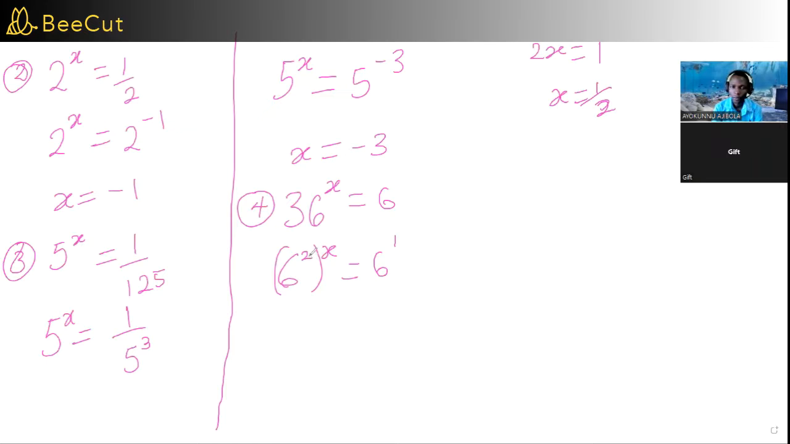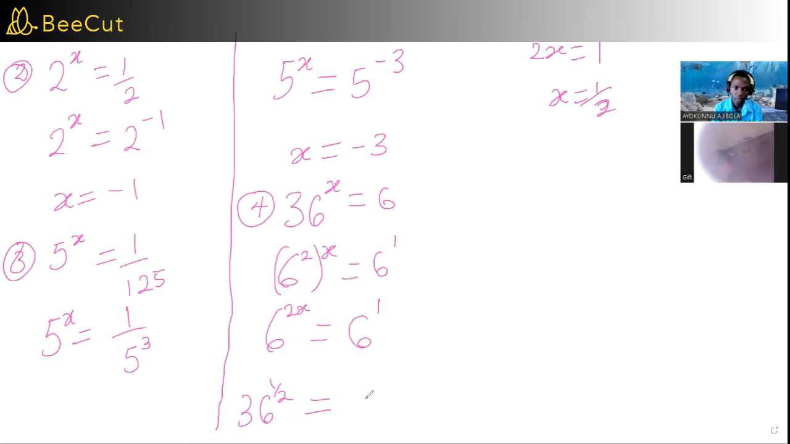And you remember when we were doing the product law in indices, we said when you see a power and another power, you multiply. So this gives me 6 raised to power 2x equal to 6 raised to power 1. So if 2x is 1, then you divide both sides by 2, x equals half. Now if you want to put in the value of x, 36 raised to power half, because x equals half, is equal to 6, which is 6 raised to power 1. Obviously, 36 raised to power half is 6.